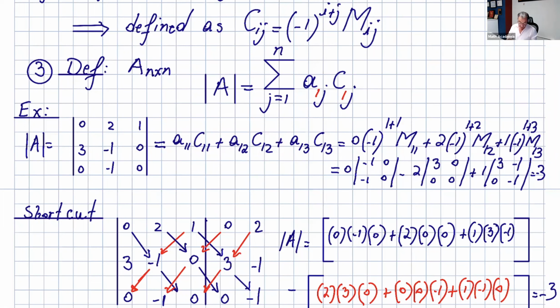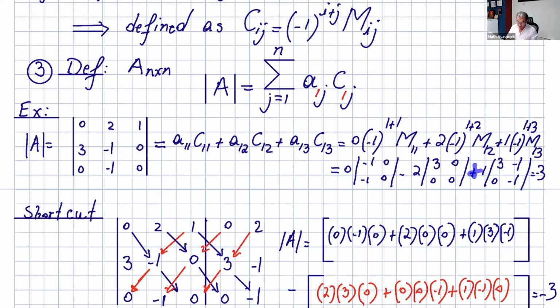And finally, plus 1, which is that entry, times M13. And M13 we said is the determinant of that matrix, and I wrote it here for you. -1 to the power of 1 plus 3 is 4. It's an even number, so it will be positive.